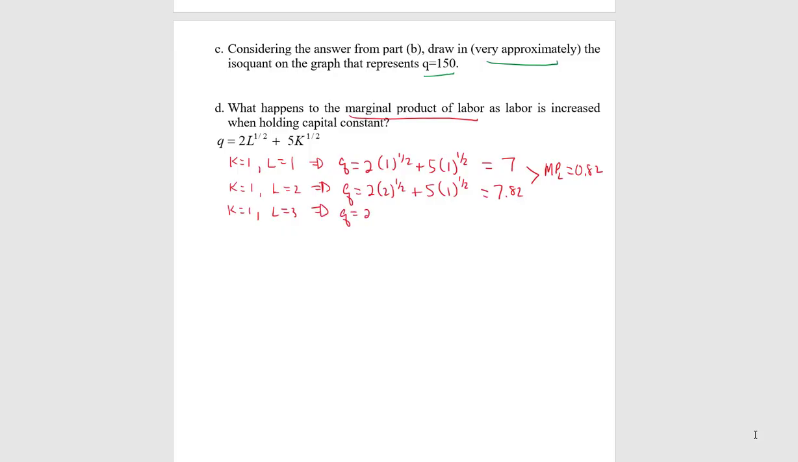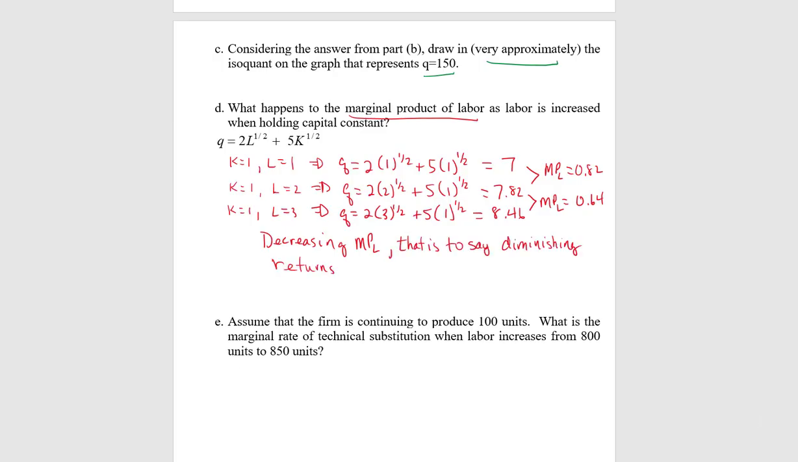And we'll plug in 3. 2 times 3 to the 1/2 power plus 5 times 1 to the 1/2 power. And I'm going to get 8.46. My marginal product of labor for that third unit of labor is 0.64. As labor is increasing, my marginal product of labor is decreasing. So I have a decreasing marginal product of labor. That's also to say I have diminishing returns.